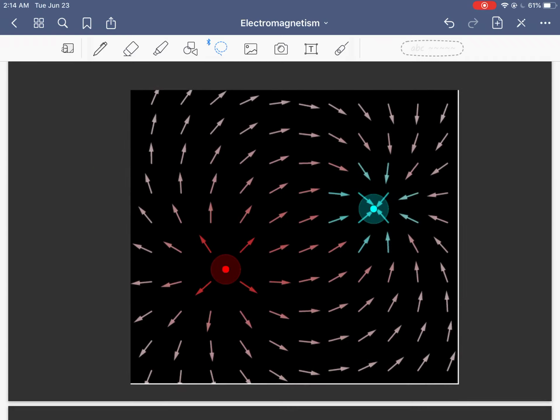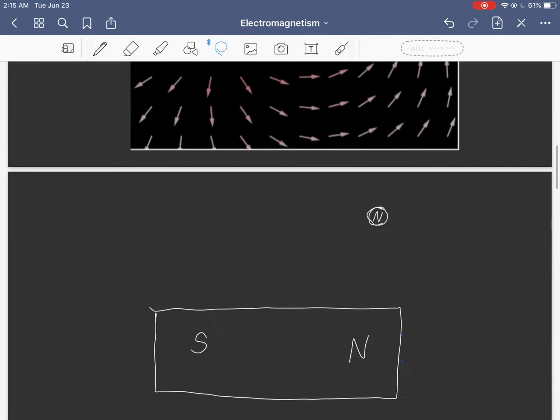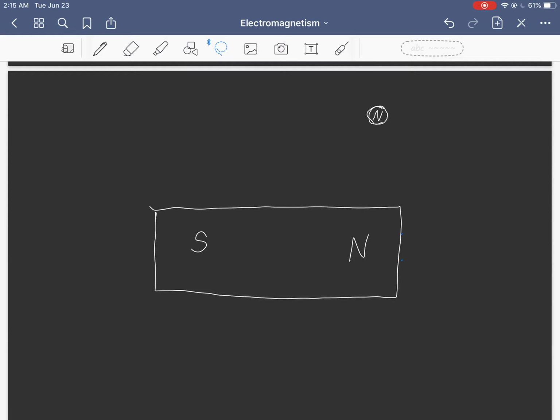So if you were to plot all of the electric fields of these two charges, it may look something like this. And all this means is that positive charges are going to follow along this path and get pushed by the electric force. Same thing can be thought of with magnets.